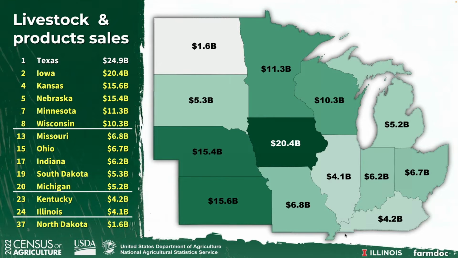Now let's look at the sales from all types of livestock and the products. So Texas, number 1, Iowa, and then Kansas, Nebraska. Nebraska is pretty big in pork production. Iowa's number 1 in pork production. But mostly it's the cattle world, the beef cattle world, that's driving Texas and Kansas and Nebraska. Wisconsin, it's the dairy. It's the dairy.